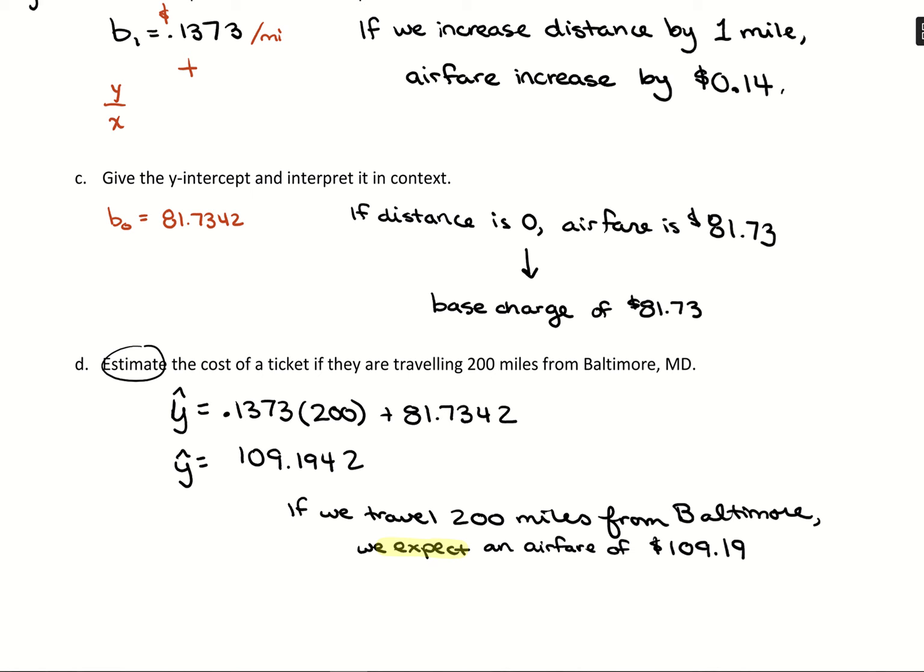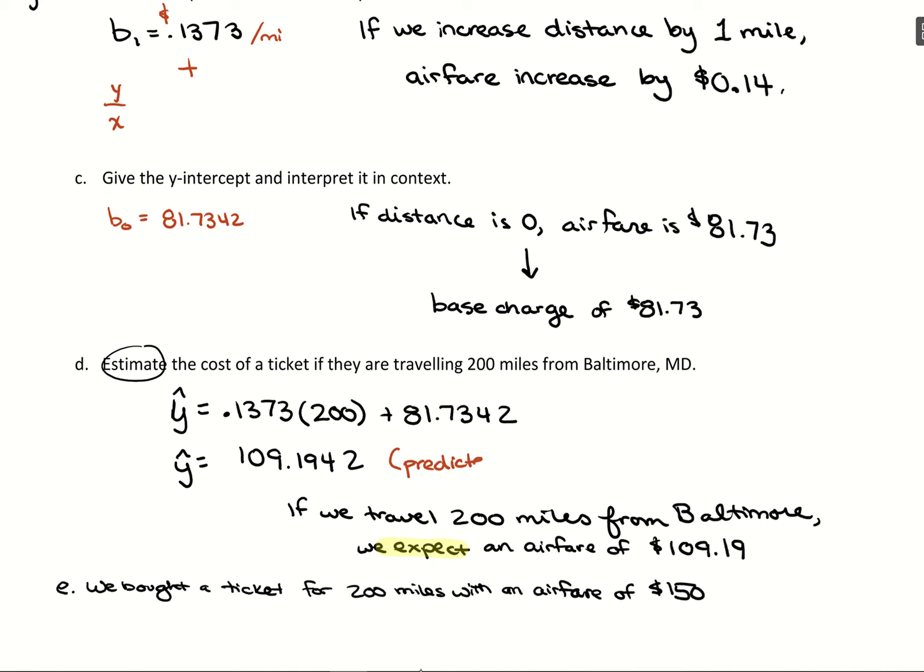It's an estimation, because maybe they observe something completely different. Maybe we have a part E here that says we bought a ticket for 200 miles with an airfare of, let's say it was $150. So now what we have are these two scenarios. It's like that $109.19, that's a prediction. And then what they're stating in this sentence for part E is an observation.